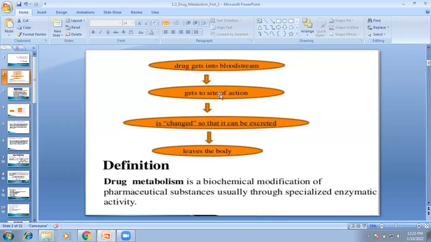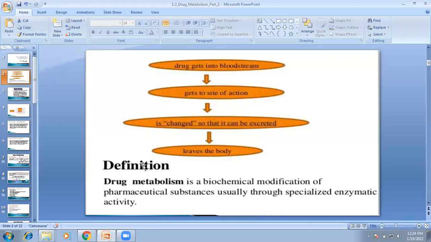When it reaches the site of action, it gives its pharmacological action so that the headache is treated, and after that, the drug molecule is changed. See the terminology: it is changed so that after giving its pharmacological action, it can be excreted from our body. And we know what excretion is: it is removed out of our body.